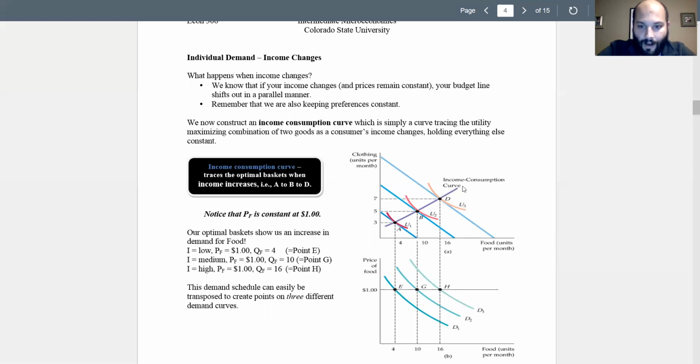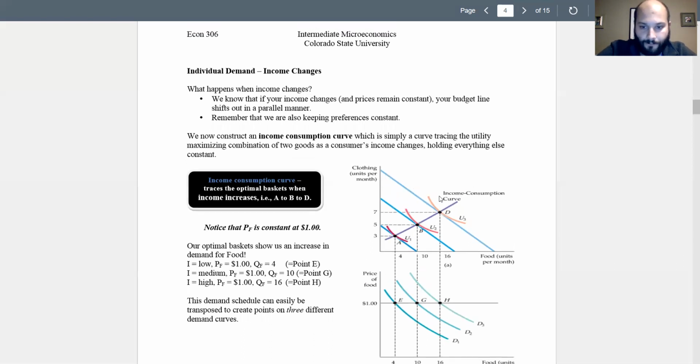And then an income consumption curve. In this case, it's a line. It doesn't always have to be a line, but in this case, it's a line. The income consumption curve shows us, as our income increases, what is the set of optimal points.